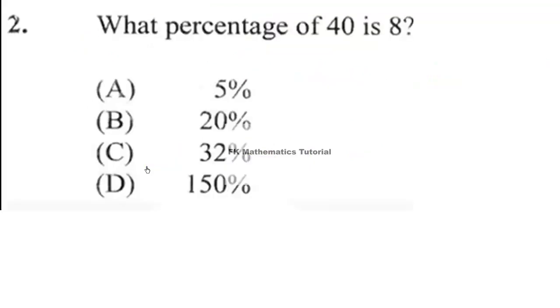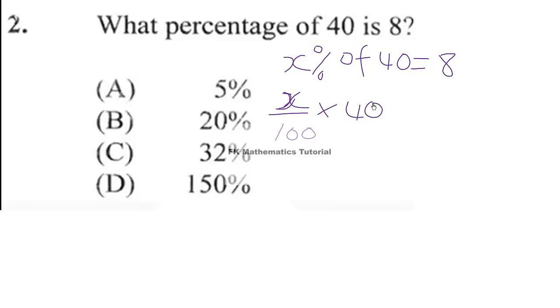Now let's move on to the next. What percentage of 40 is 8? So let x percent of 40 be equal to 8. So it means x over 100 times 40 is equal to 8. Now we can cancel out this and this. So we have 4x over 10 is equal to 8.